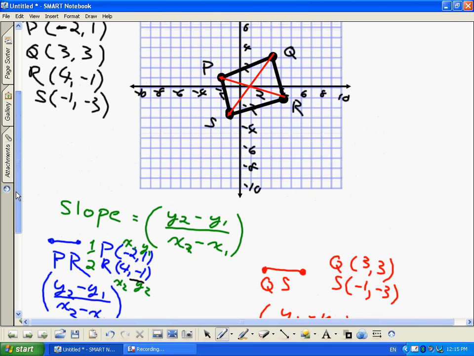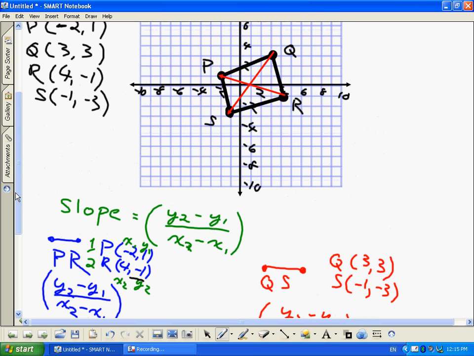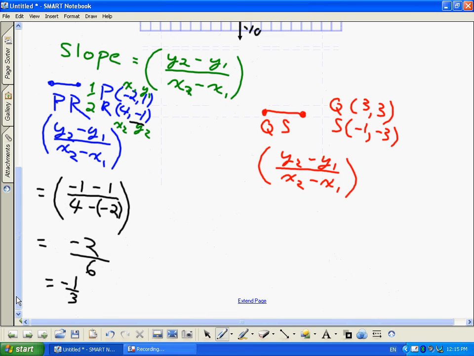That's our rise and our run. So if we look at PR, from P to R, that's a negative slope, and it's relatively flat, moving over more than we're rising, so that makes sense. Negative 1 and 3.